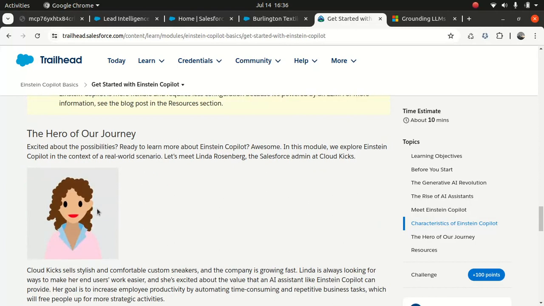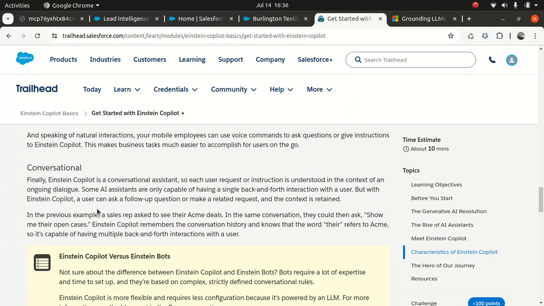Now, what I'm going to do today is a very brief introduction to Einstein Copilot. It uses natural language processing, it's built on the Einstein Trust Layer, and it is an AI tech. Now, you might be interested to know how to use it. Can I do a free trial? That's the first question I'd be interested to know.